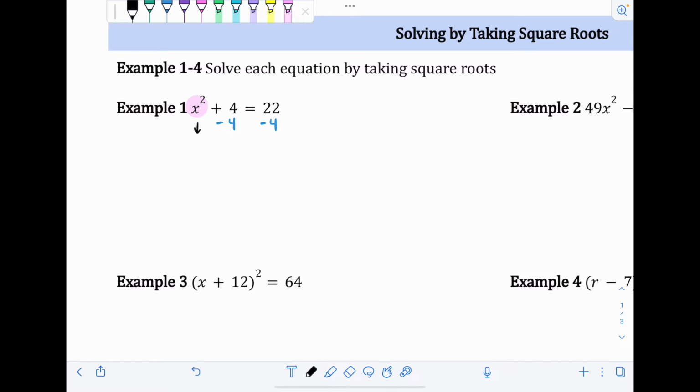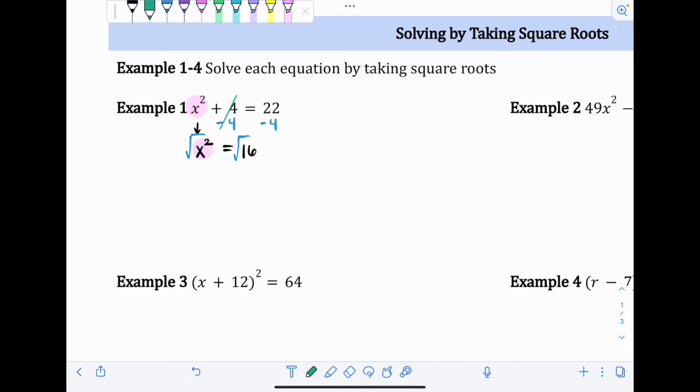So I'm going to bring down the x squared, and then 4 minus 4 is 0. Bring down the equal sign. 22 minus 4 is 16. Now I have the part that's being squared isolated. As soon as you reach that goal, we can go ahead and cancel out the exponent. The opposite of squaring something would be taking the square root of something. So to cancel out that little exponent 2, we can still use inverse operations. The inverse of squaring something is square rooting something. So I would square root both sides.